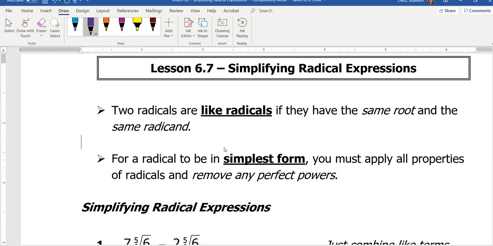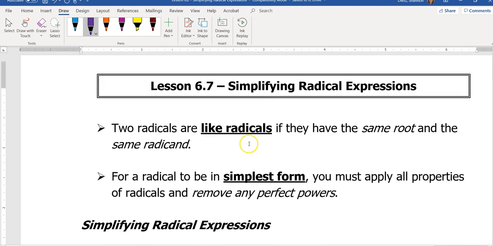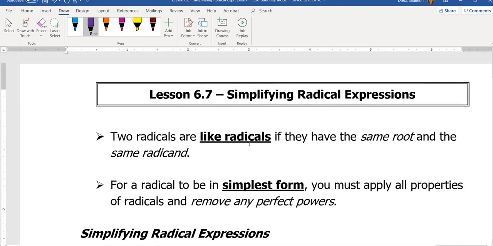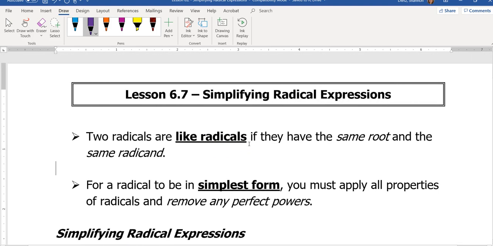Final section in the chapter is dealing with simplifying radical expressions. So two radicands are like radicals if they have the same root and same radicand. Think about when we combine like terms traditionally, they have the same variable and same exponent, we're good to go. Same thing goes here, you want to have the same type of radicals, whether it's a square root, a cube root, fourth root, and the same number underneath. You can treat it like it is a variable.